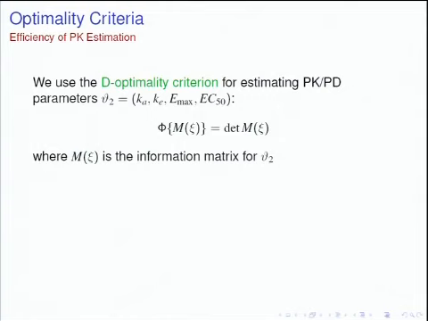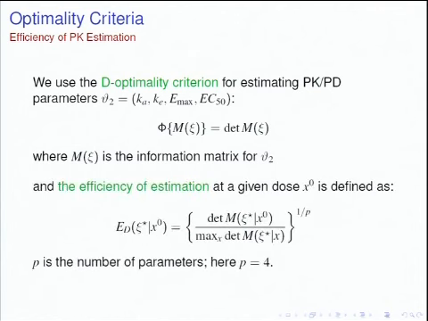That's for these responses Y0, Y1, and Y2. For PK estimation, actually PK-PD I should say, we take the standard optimality, maximization of the determinant of the information matrix, now for these 4 parameters. And here we define the efficiency of estimation because we want the efficiency to be high. It is slightly different from what Antonio presented this morning, because here we have psi star in the numerator and denominator.